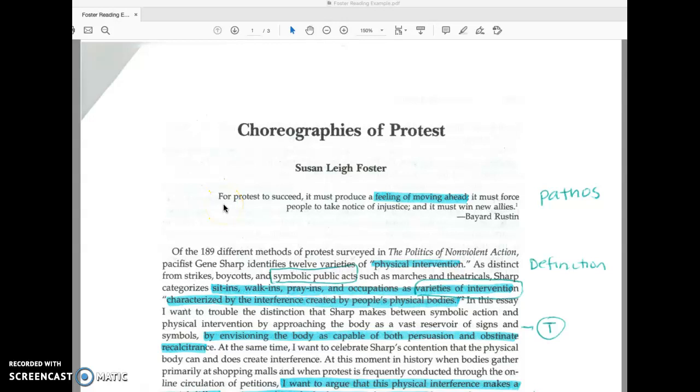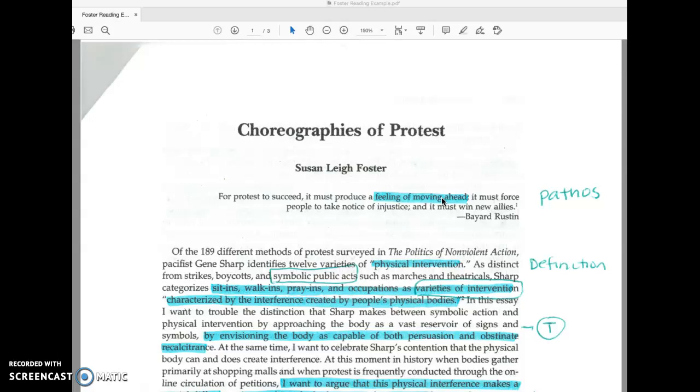So even though the quote says, "For protest to succeed, it must produce a feeling of moving ahead. It must force people to take notice of injustice, and it must win new allies." I highlighted the quote, "feeling of moving ahead," because to me that centered on pathos, that feeling of moving ahead. You didn't even have to actually be making progress, but just the feeling of making progress. And this was my way of directing my attention back to something that I noticed about how she, meaning Foster, structured the work.